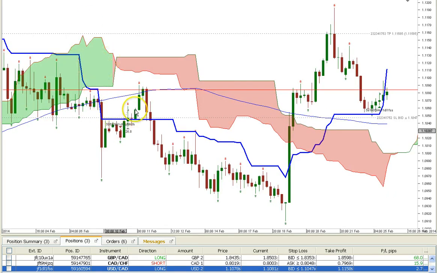Price came down, honored that level, and then moved back down. This would be a nice supply zone, really. You could put that as a supply zone because you could see price moved up and then it based right here and then it pushed right away from that level.